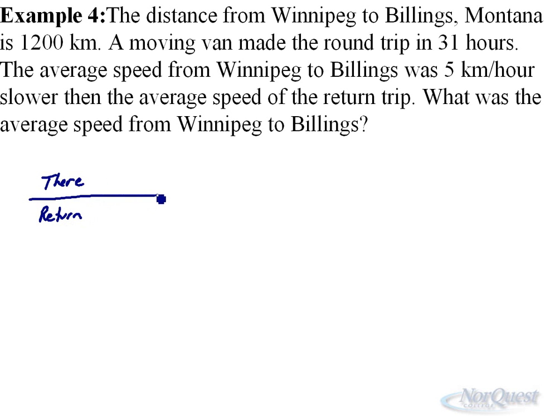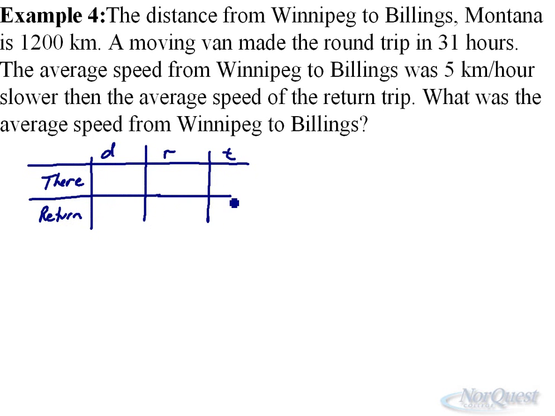Now let's set up our chart that we used to do back in our previous units. Nothing changes. Distance, rate, time is still what we're chasing here. Let's fill in what we know. The distance there is 1,200. The distance back is 1,200. They do give us a total time, which tells us once we know the times, we can add them together.